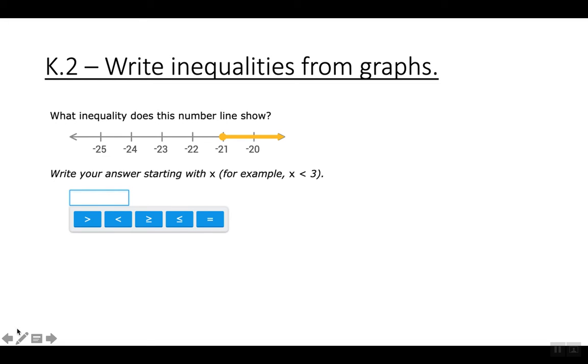Okay. This one, x is greater than or equal to negative 21. It's bigger than, or it could also be equal to negative 21.